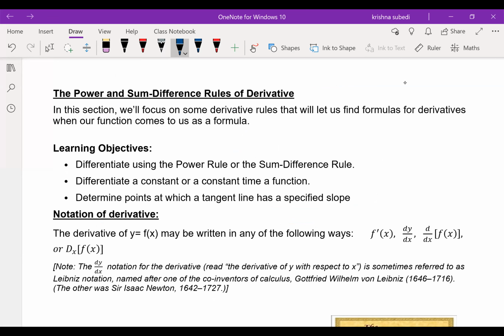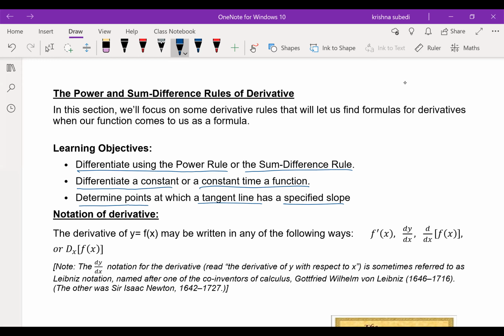So by the end of this lesson, you'll be able to differentiate using the power rule or the sum difference rule. You will be able to find the derivative of a constant or a constant times a function, and determine points at which a tangent line has a specified slope. So remember, the derivative represents the slope of the tangent line. Just keep that in mind.